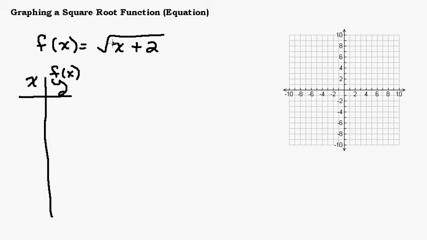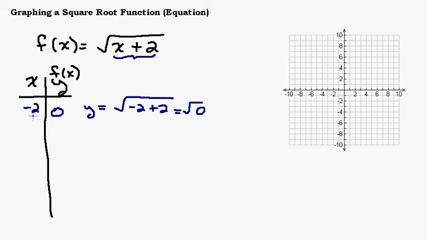Now let's think about the smallest x value we could put in here. Remember, what's underneath the square root? What's underneath the square root right here has to be a positive number. It can't be negative. It could go all the way down to 0. So what x value is going to make the radicand, what's underneath the radical, 0? Well, that would be negative 2. So if we pick x to be negative 2, then we have y equals the square root of negative 2 plus 2, which is just the square root of 0, which is 0.